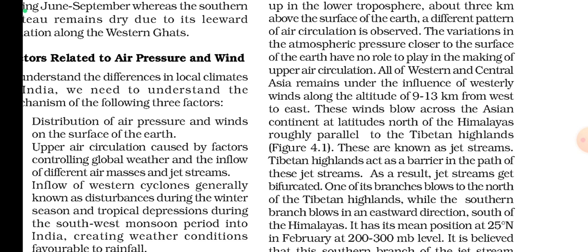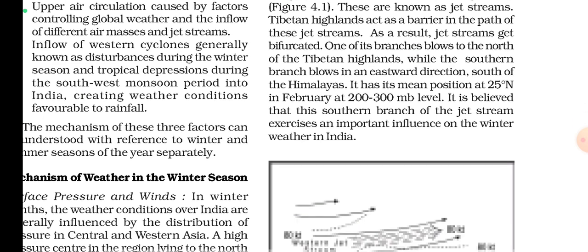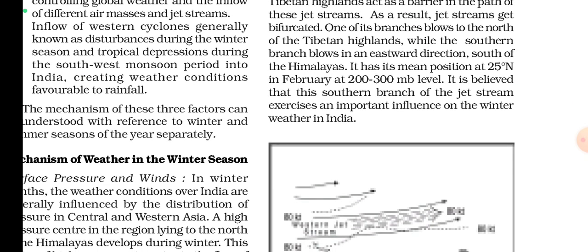These winds blow across the Asian continent and latitudes north of the Himalayas, roughly parallel to the Tibetan highlands. These are known as jet streams. Tibetan highlands act as a barrier in the path of the jet streams. As a result, jet streams get bifurcated. One of its branches blows to the north of the Tibetan highlands, while the southern branch flows in an eastward direction south of the Himalayas, right?